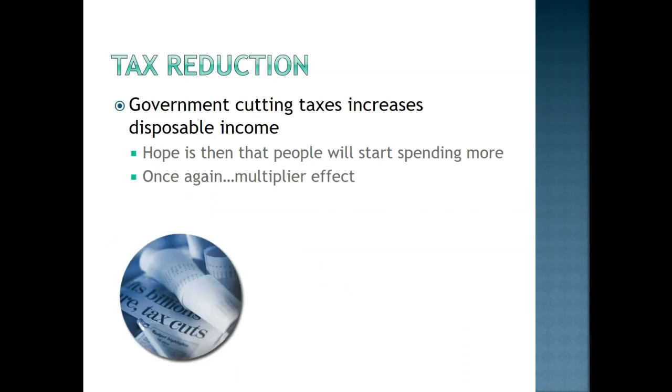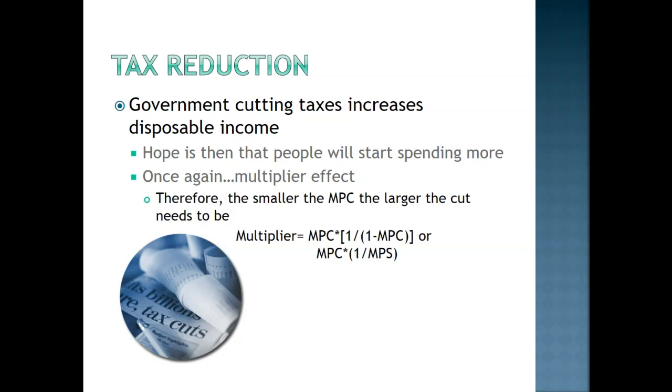How about reducing taxes? Government cutting taxes increases disposable income. And the hope is then that people will start spending more. Again, we have our tax multiplier, which is negative MPC over MPS. This tax multiplier is typically smaller by mathematical definition. It is a smaller amount. And there's pros and cons to using taxes over the government spending.